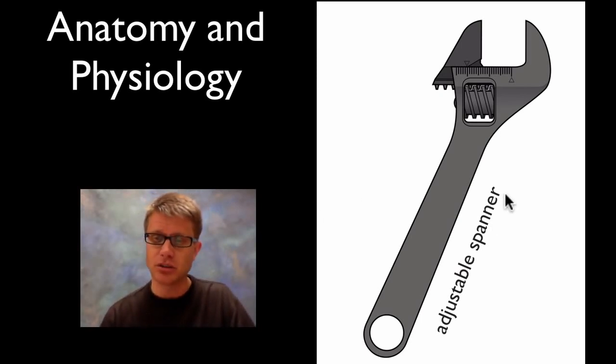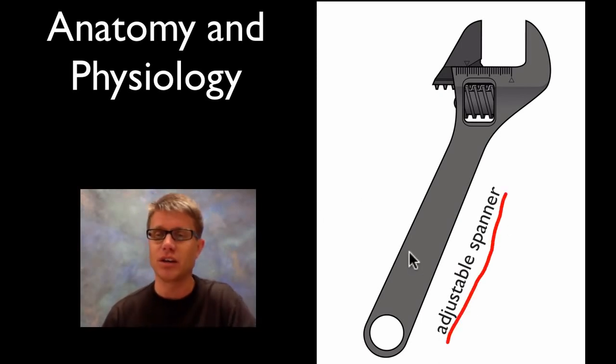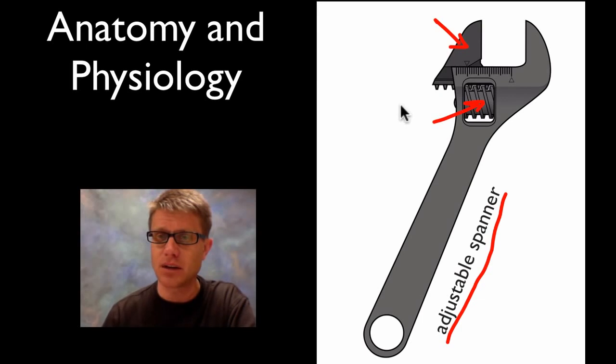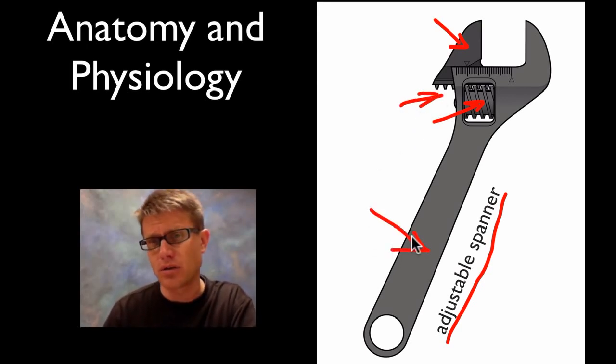This is an adjustable spanner. I always thought this was a crescent wrench, but a specific type of adjustable spanner apparently is a crescent wrench. So think for just a second about what are some of the structures on the wrench. Well, right here we have this movable metal. We've got a rolling device. We've got teeth. We've got this long arm. So these are all structures.